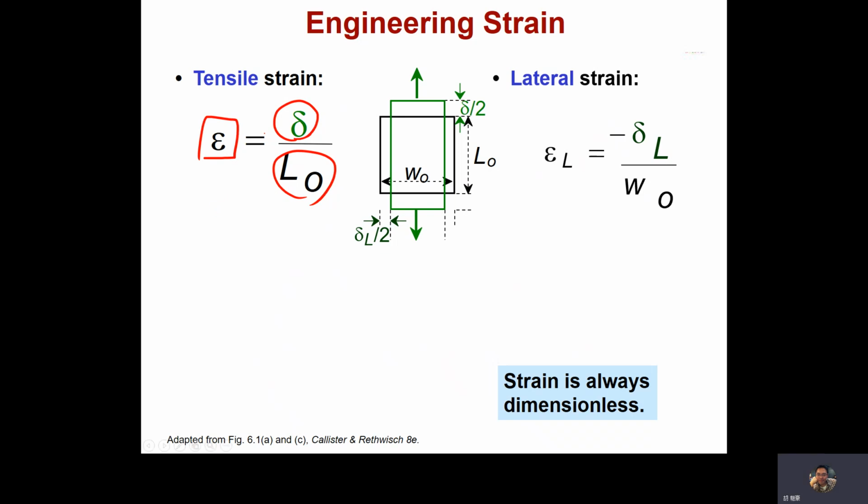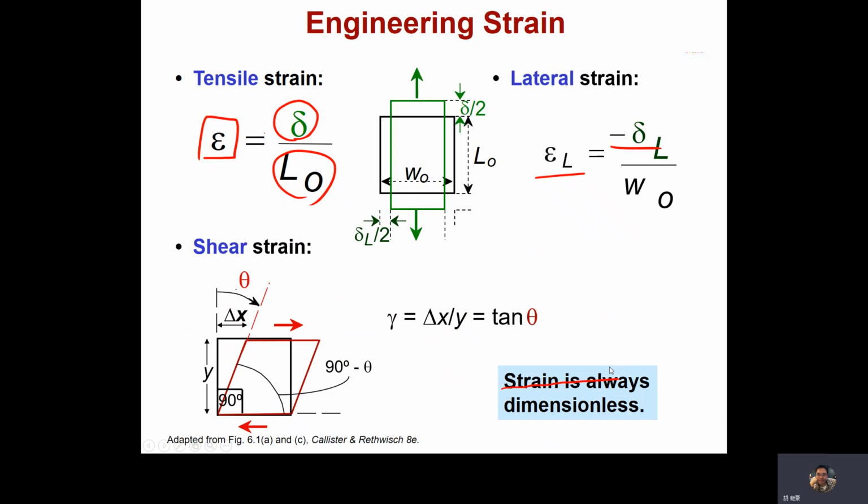Generally, when the specimen withstands an applied tensile force, it must have tensile strain and lateral strain. In the tensile direction, the specimen must be stretched and elongated. However, in the lateral direction, its dimension must shrink. Therefore, this lateral strain is negative. And remember that strain is always dimensionless.